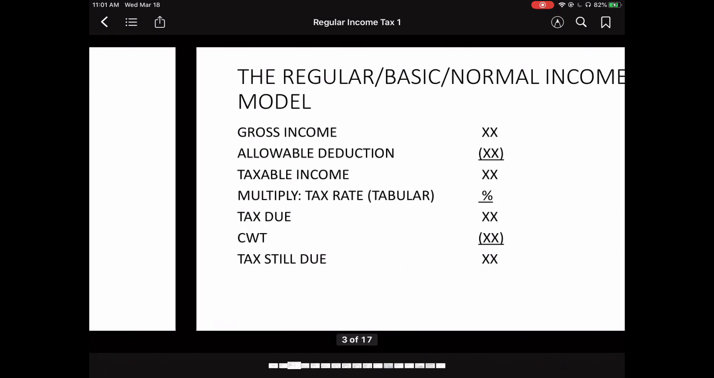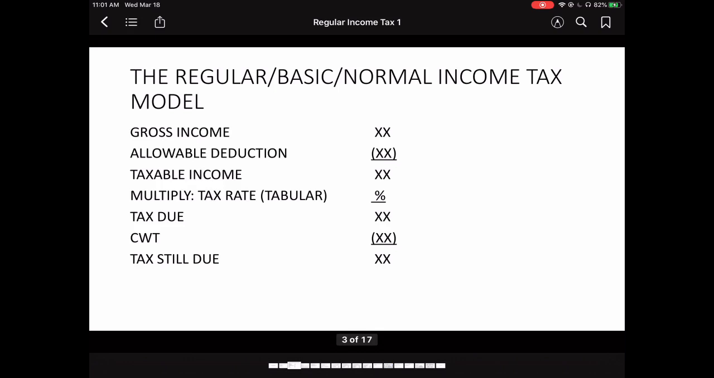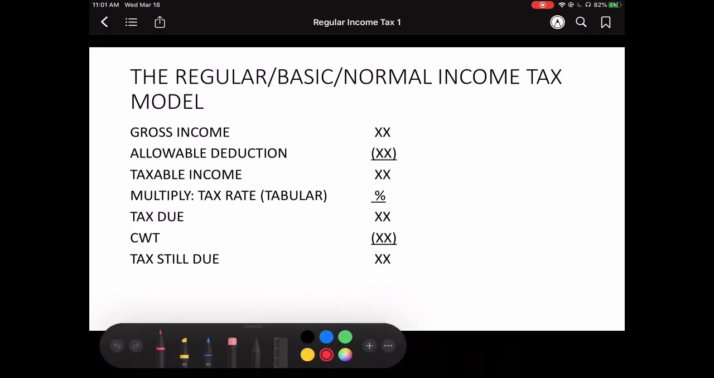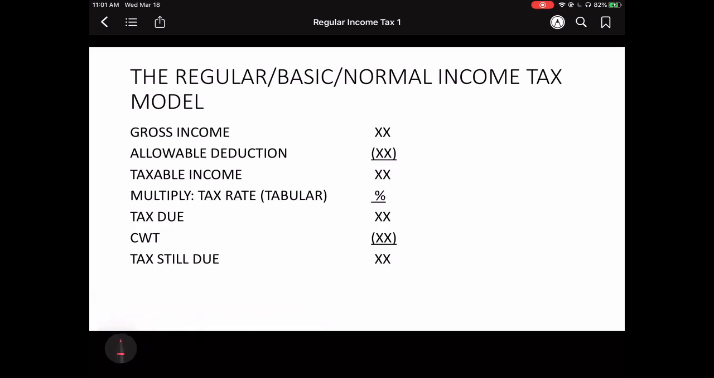Then we have here the regular, basic or normal income tax model. This model is common whether it is an individual or a corporation taxpayer. It starts with gross income, deducted by allowable deductions, then you get taxable income, and then multiply by the tax rate, which is tabular. It is tabular because for individuals only, we are going to base our tax rate on a tabular form. And then we get our tax due.